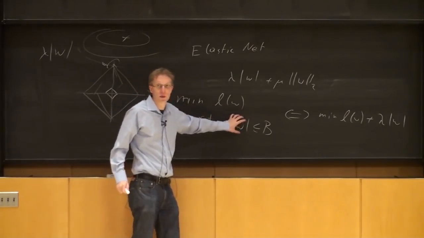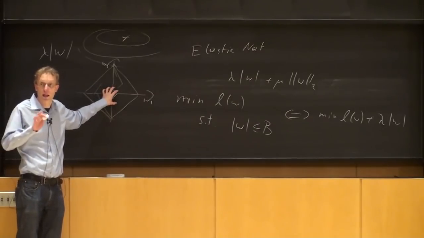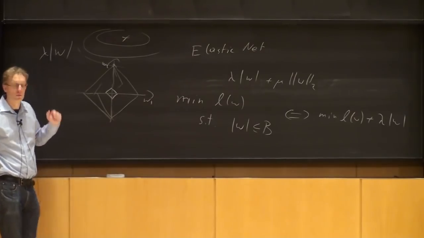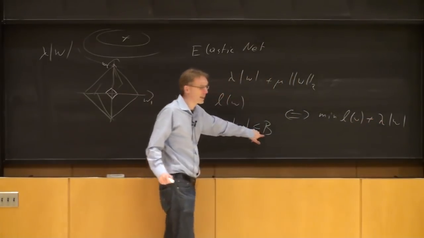It's just that the constrained form is nicer because you can draw the set and say you have to lie inside the set. But those two are exactly the same thing. In fact, if you solve this problem and take the norm of W, that is exactly B.